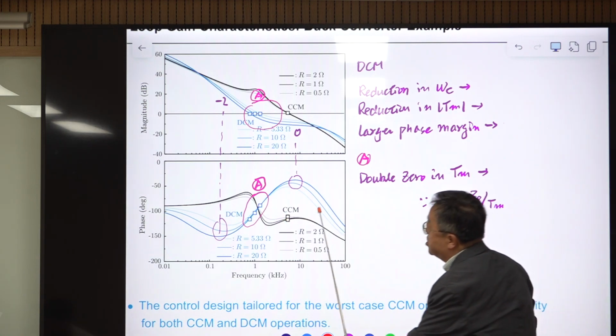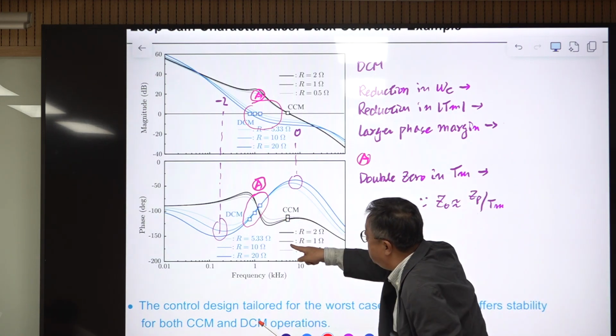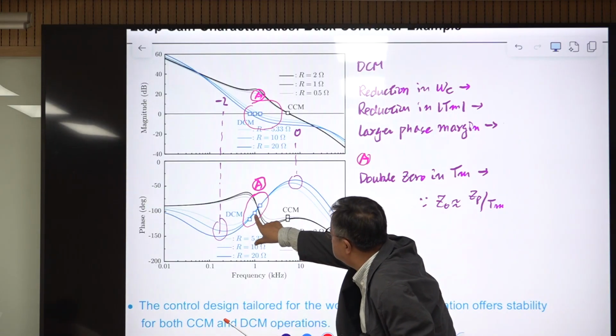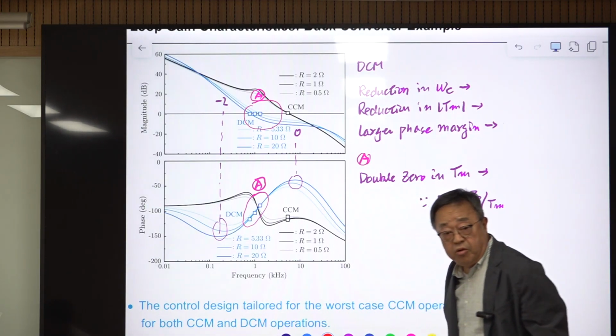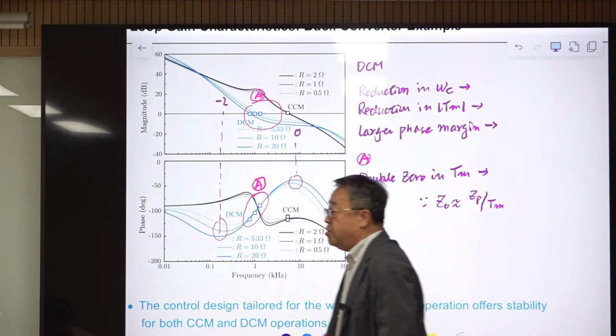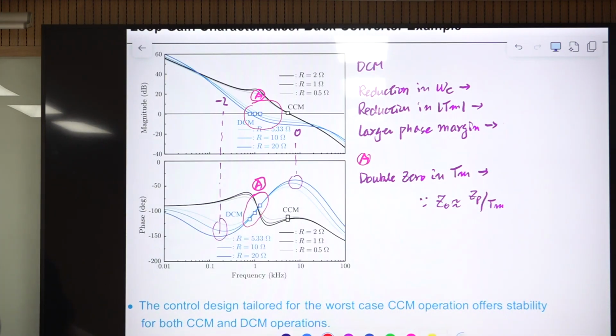Okay, phase margin is the distance between here and minus 180, and this one is slightly larger. This one is larger. This one is slightly smaller. So for some cases the DCM operation becomes more stable than the CCM counterpart. Okay, there are maybe four problems here.